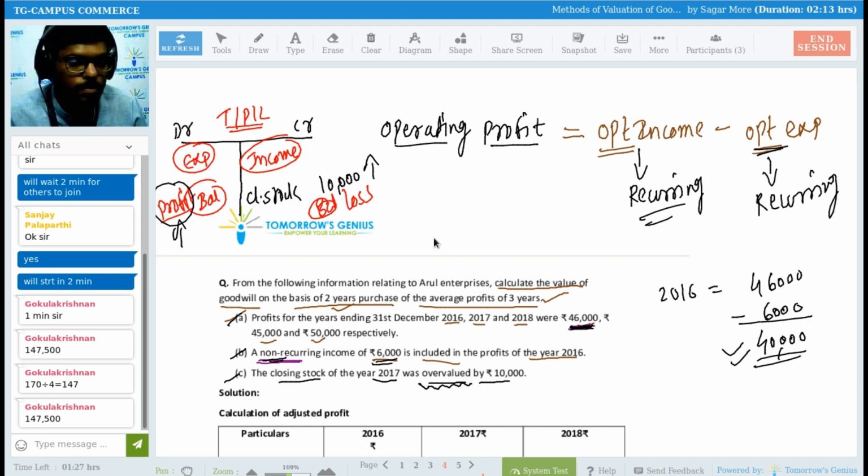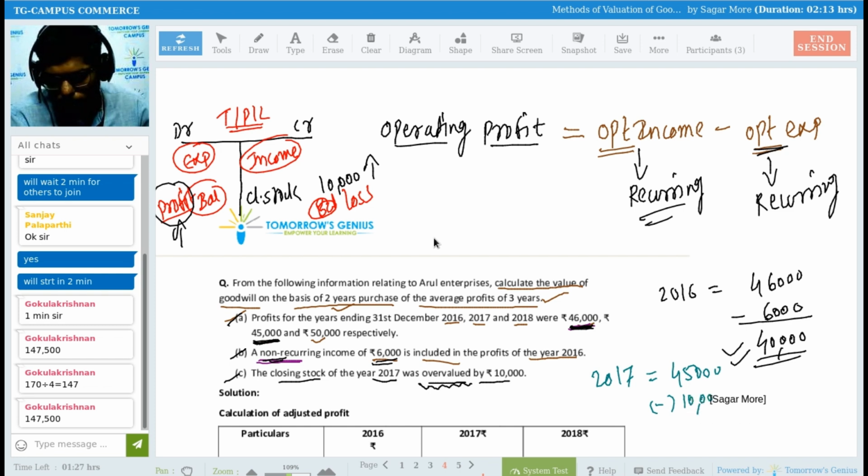So what I'm going to do, sir, in the 2017's profit, what is the profit of 2017? 45,000, right? So the profit is 45,000 rupees. In that profit of 45,000, I will be subtracting 10,000 rupees, right? Yes.